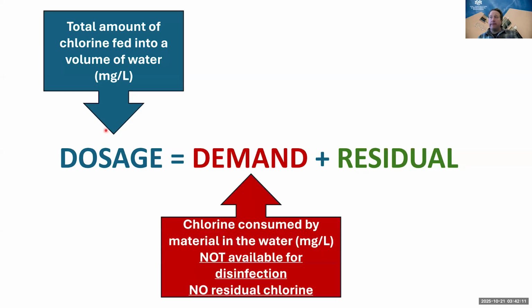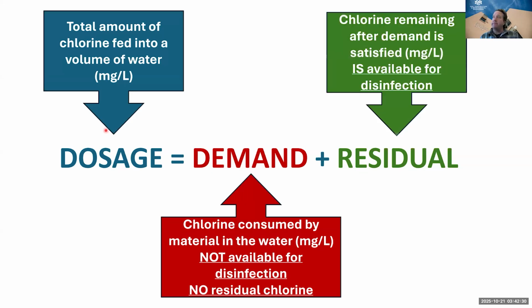Now, some of that chlorine's used up, all right? It's consumed by material in the water. It's expressed as milligram per liter, that's the units, but it's not available for disinfection, and it doesn't leave a residual chlorine in the water. It's not measurable. All right, and then finally, residual, that's the chlorine that's remaining after demand is satisfied.